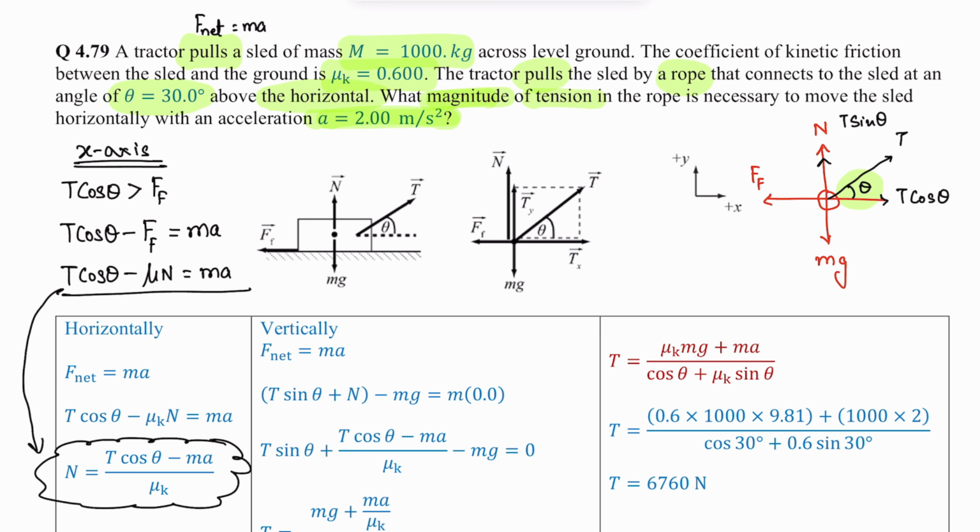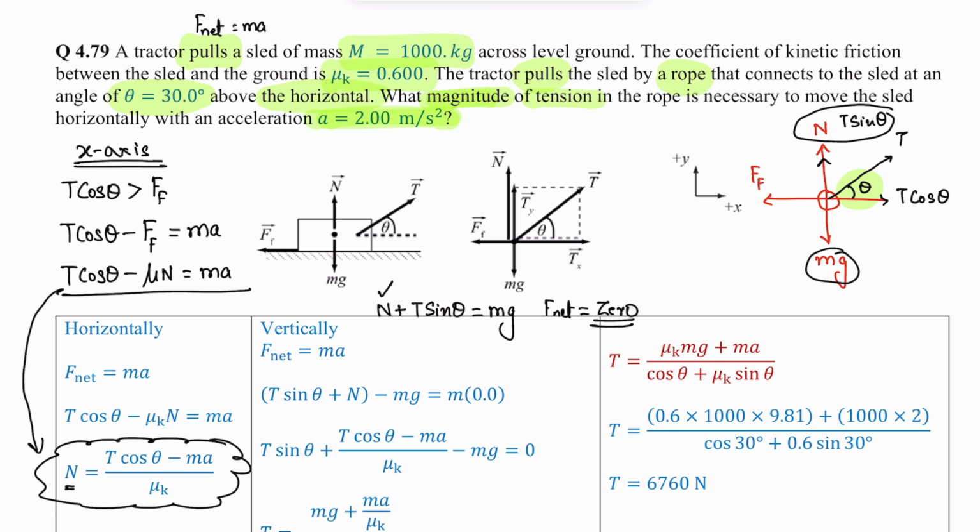Okay, now solve the vertical also. In the vertical, we have two forces, N and T sine theta, and second is mg. And the body is not going up, so there is no net force. So can I say vertically, a very simple thing, N plus T sine theta is equal to mg. F net is equal to 0. Why? Because there is no acceleration in the y-axis. Fine. So we find the value of N here. Place the value of N here and solve it.